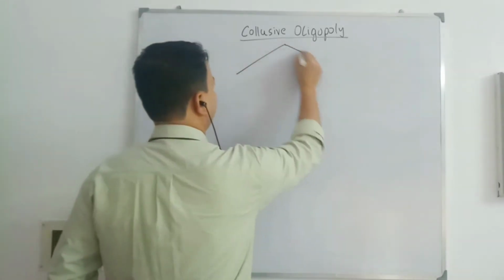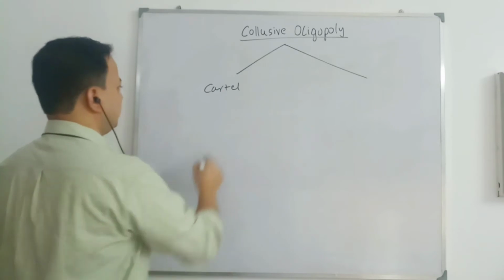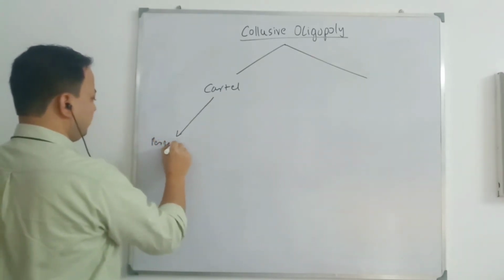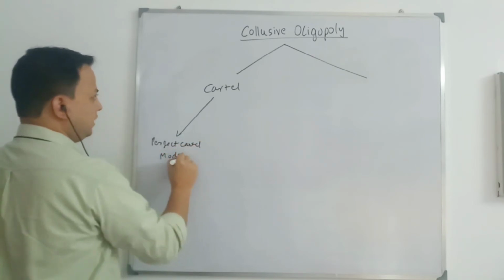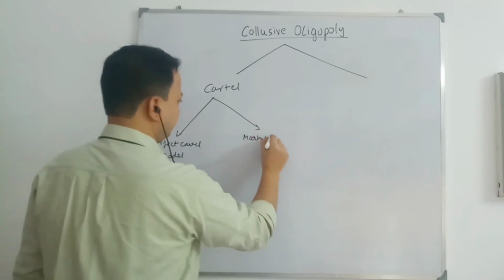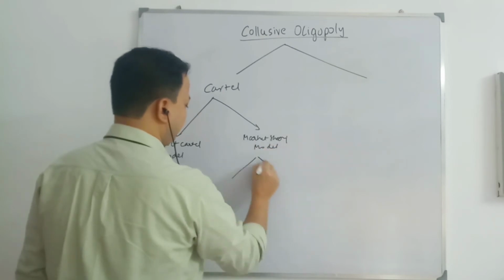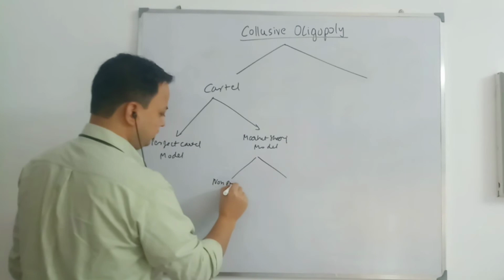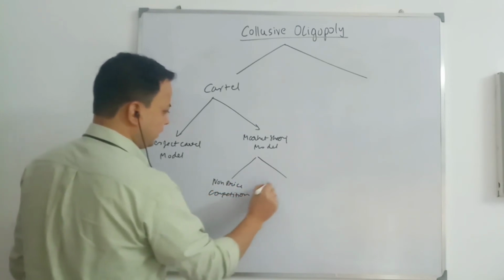So the first form that we have done is cartel. In the cartel we have done the perfect cartel model. Then we moved to look at the market sharing model. In this we have done two models. One is non-price competition. Second is the quota system.